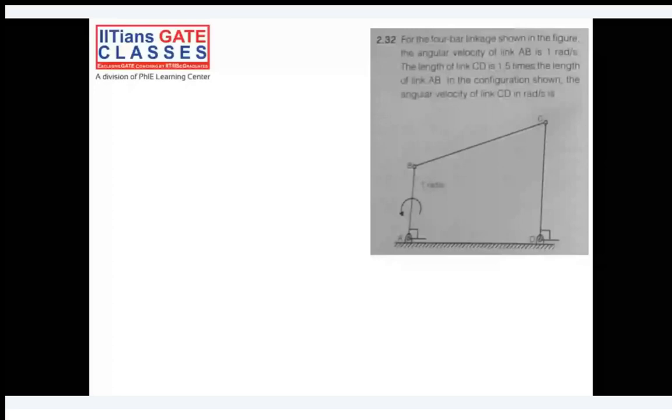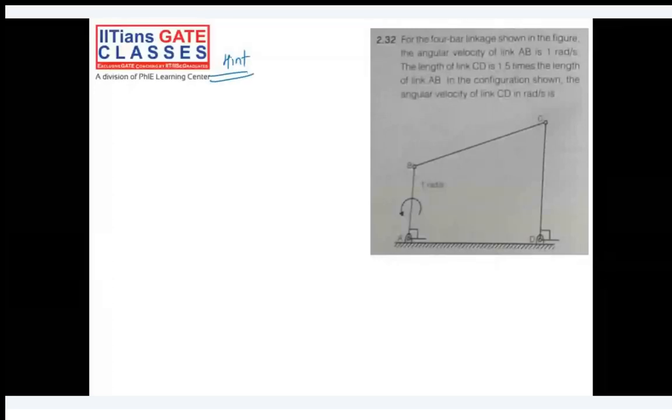Okay. So the hint I can give is to try to draw the velocity diagram in this case. So from next time, if you get a similar question, you will be able to solve it directly. But this time you can just try this hint. Try to draw a velocity diagram. Okay, so use this hint and try solving it now.